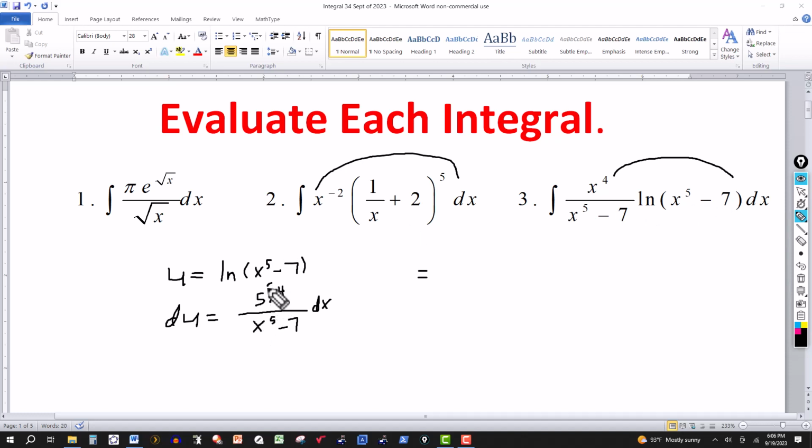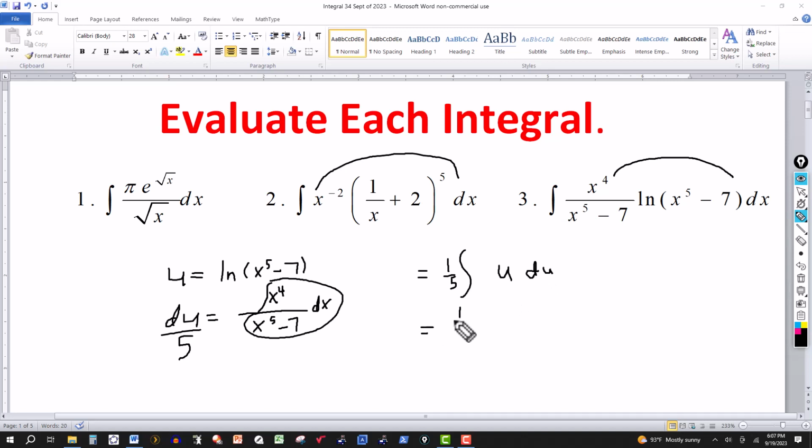And so if I break this up, this part right here, divide both sides by 5. So this expression is equal to du over 5. So this will be the integral of ln of x to the fifth minus 7, that's the u. And like we said, this expression here, x to the fourth over x to the fifth minus 7 dx, that's your du over 5. So I'll put the 5 over here, where it is 1/5 du.